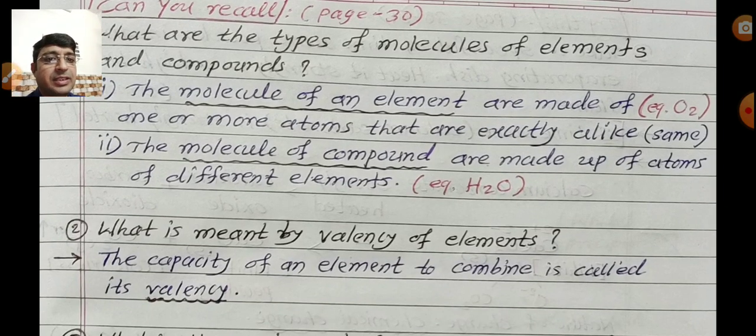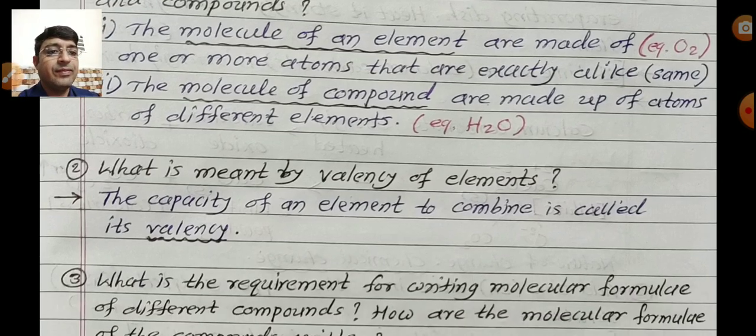Second question given in this recall, what is meant by valency of an element? We learned this definition in standard 9. So the answer to this question is given here: the capacity of an element to combine is called its valency.